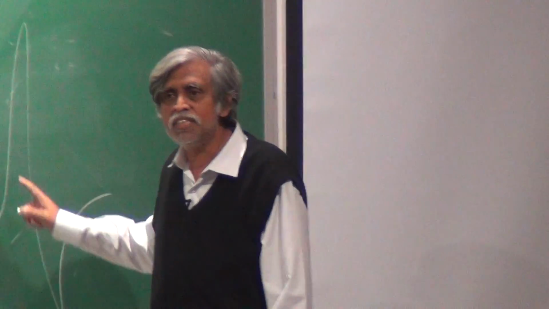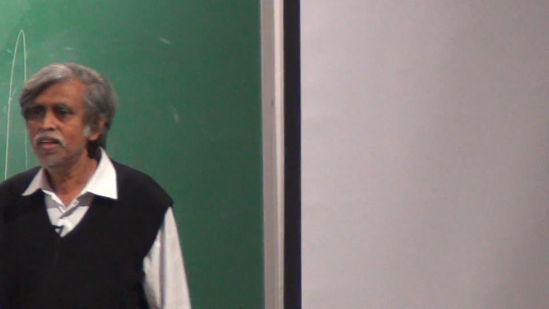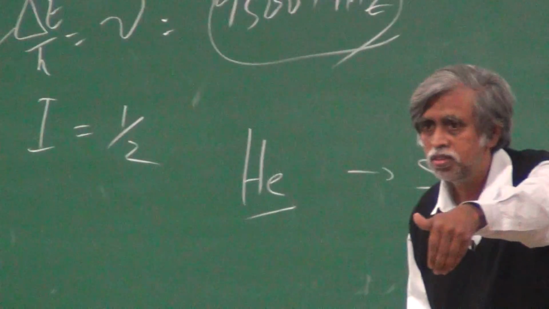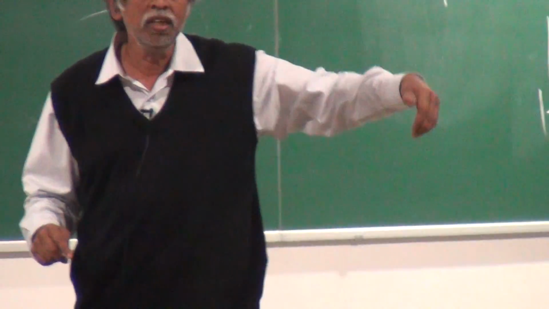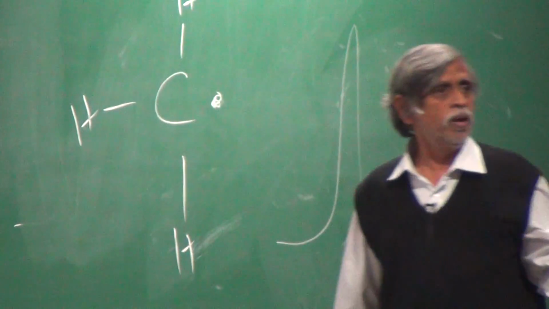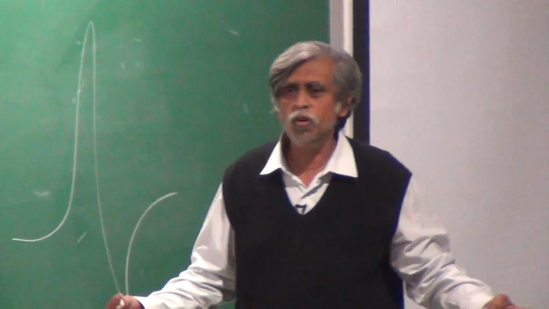How many features should I see for this electron now? I should actually see 4. Just like 3 protons will split an adjacent proton into 4 peaks because of its possible orientation, 3 protons can actually split the electron spectra also by 4. Because I still have the same 4 possibilities.